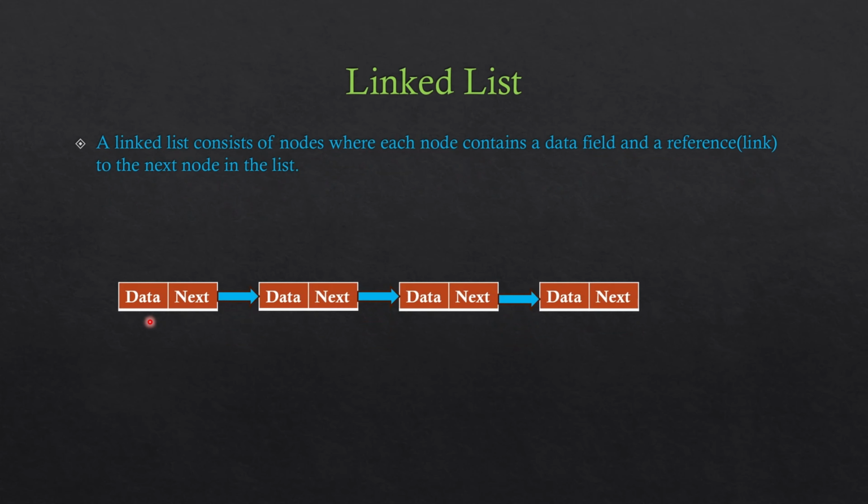A linked list consists of nodes where each node contains a data field and a reference link to the next node in the list. So here, as you can see, we have a chain of nodes and each node contains data and a reference link to the next node. So this is how a linked list looks like.